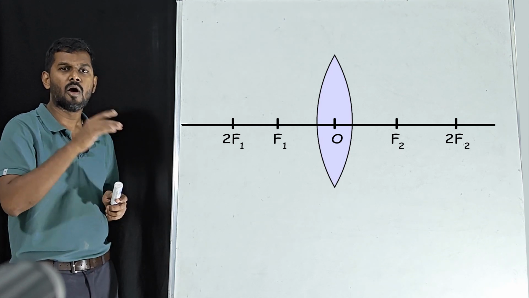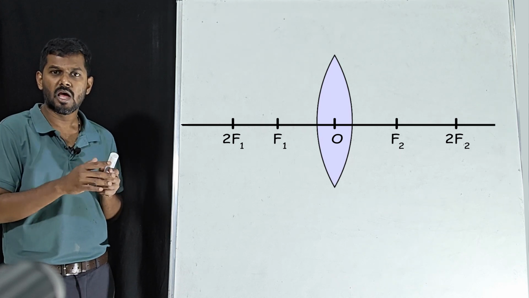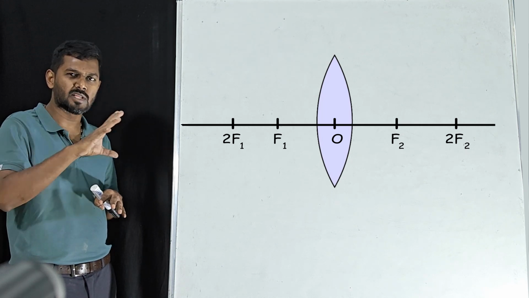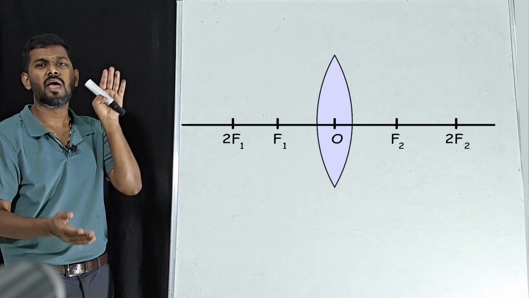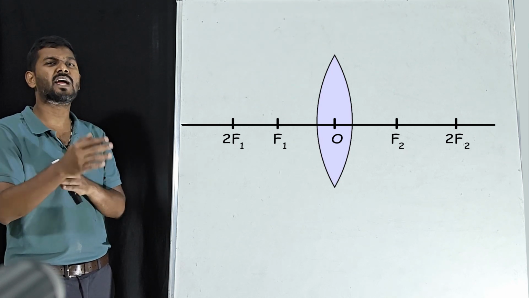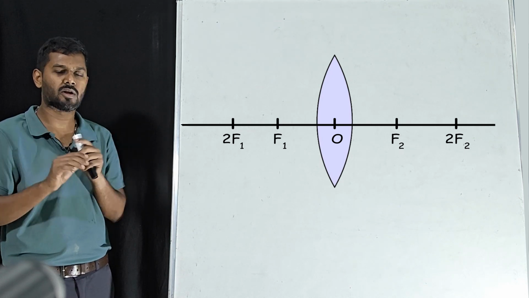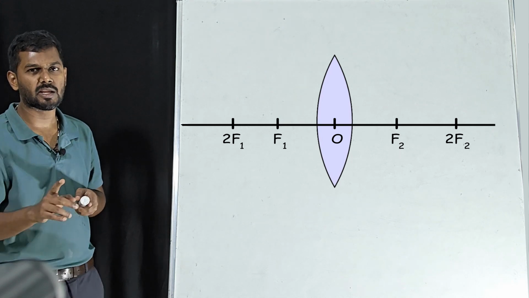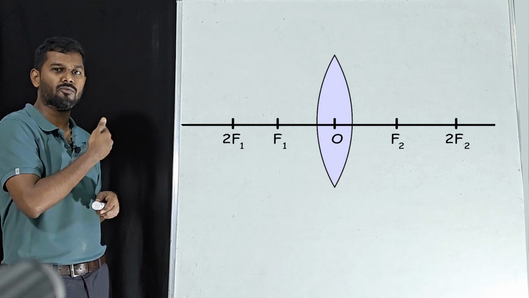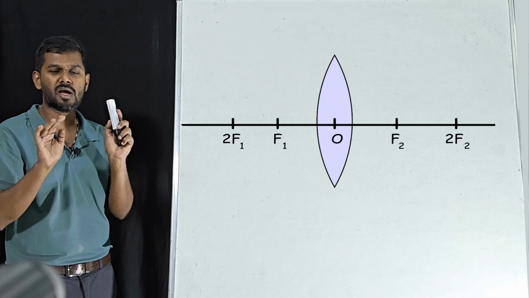One thing you should know: when the object is too far from the lens, the image size will be reduced. As the object keeps coming towards the lens, the image size keeps increasing. There is a pattern, and if you understand it, it is very easy to draw the ray diagram. The important thing is that the distances from the optic center to F1 and from F1 to 2F1 should all be equal. If you follow this, you can draw the ray diagram.